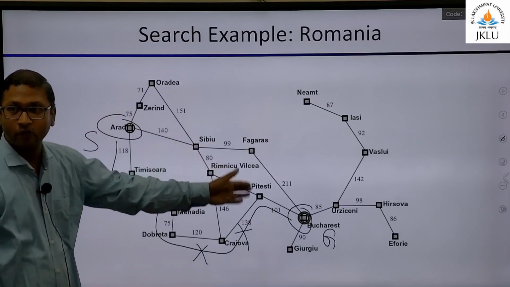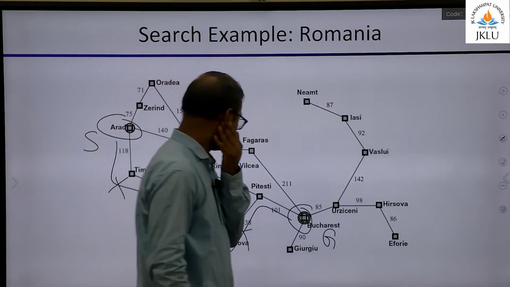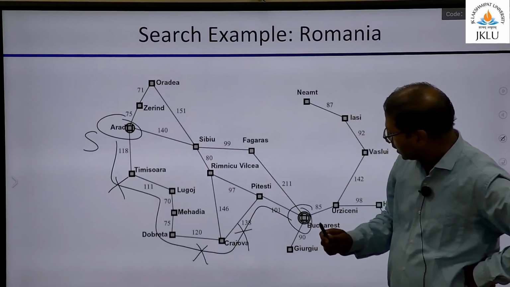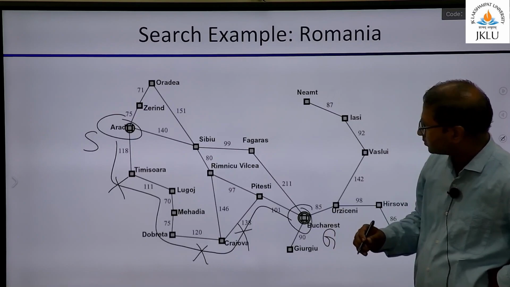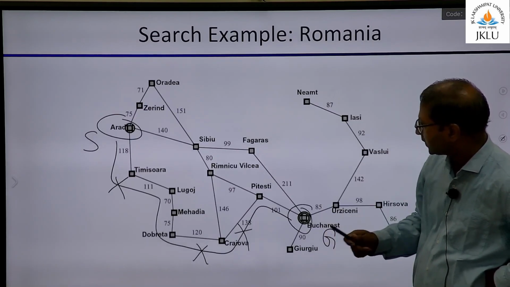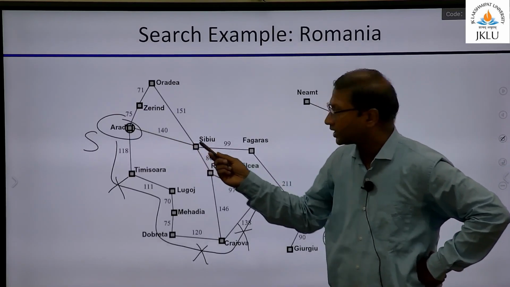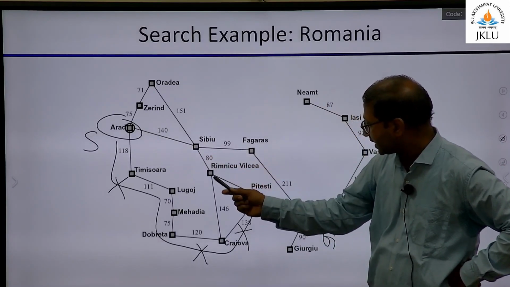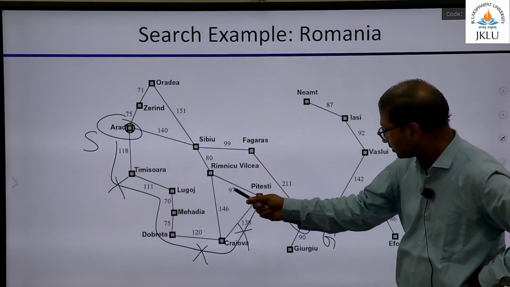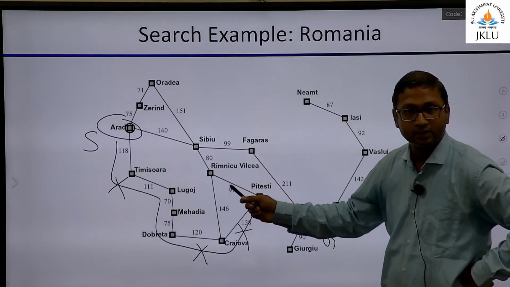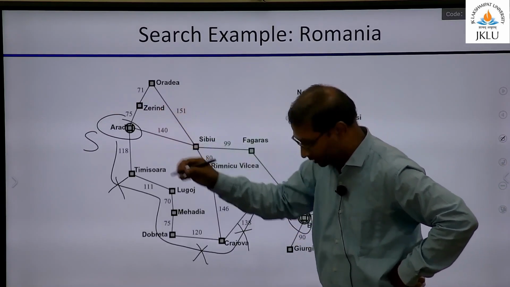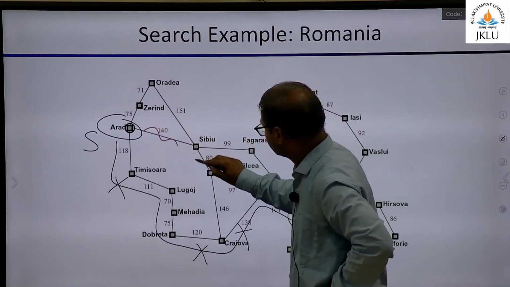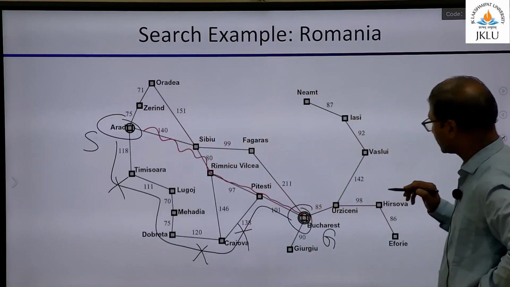First of all, you tell me, which one is the best path? CBU. Look, 140 is common, right? Then 99 and 80, the 80 comes here, then 211 and 198. So this should be my best path. Am I right? Did I make any mistake?